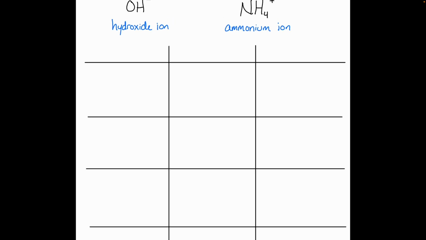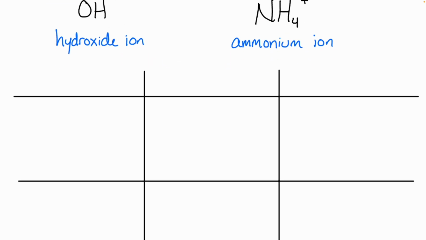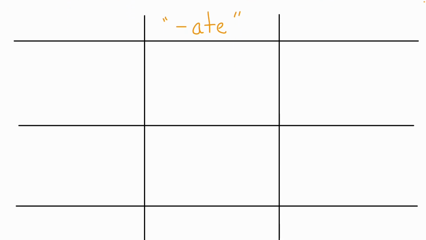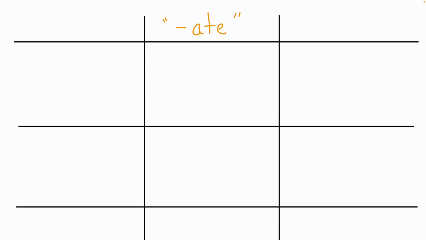Okay? All right, so we're actually going to start in the middle here of our table. Again, these are our polyatomic ions, and what we're going to see is all of these have the same common feature where they end in ATE. The first one here is NO3 with a -1 charge. This is the nitrate ion.